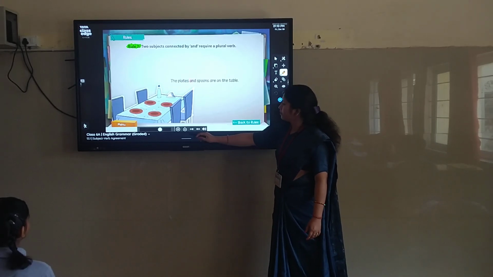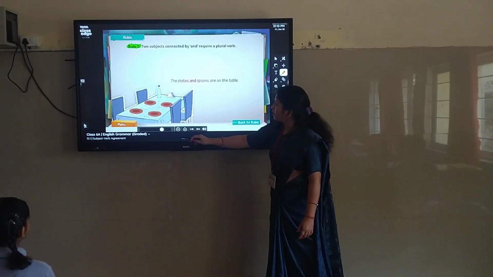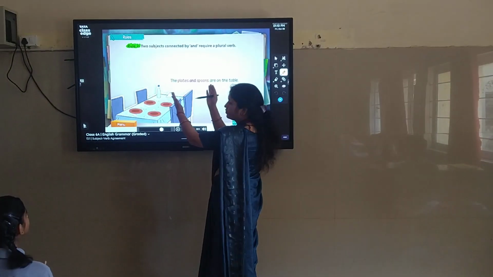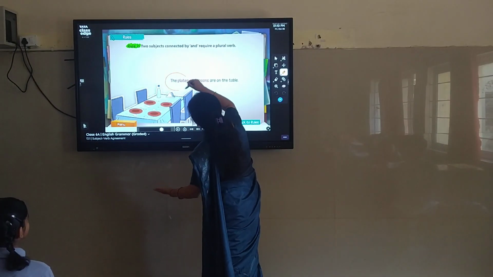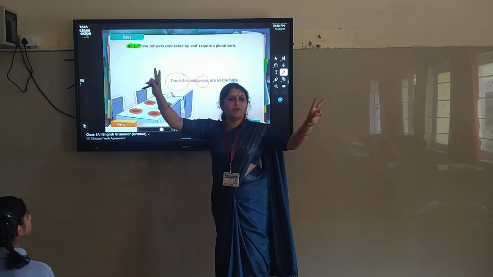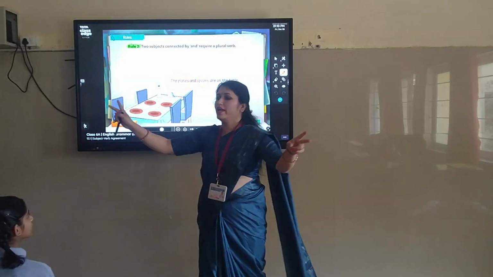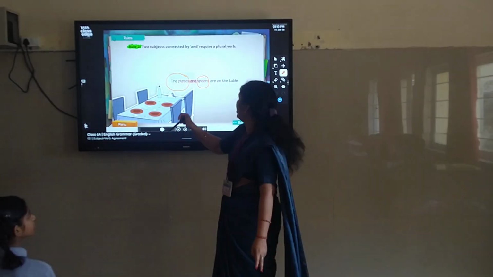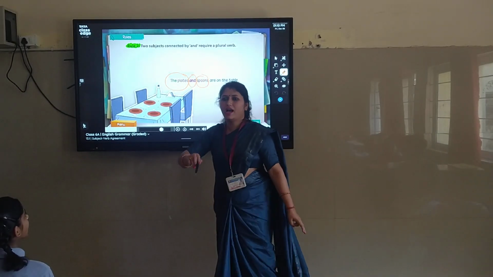Similarly, here 'and' connects to a plural noun. Here you can see how many subjects there are. What are these? Plates and spoons. So there are basically two subjects, and the two subjects are joined by the conjunction 'and'.